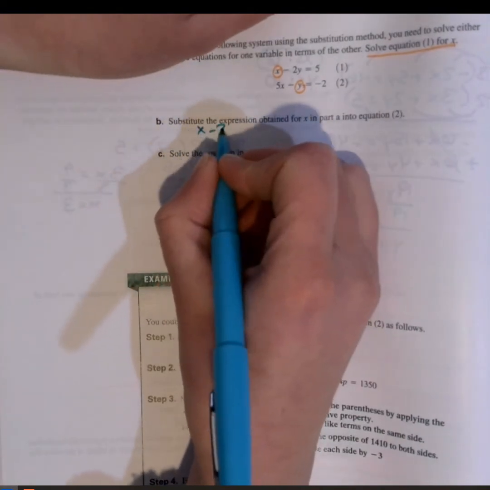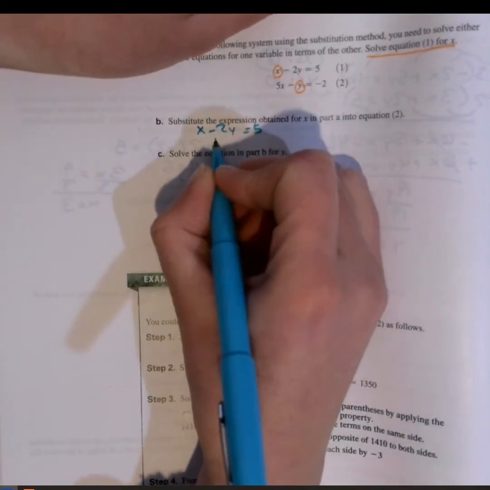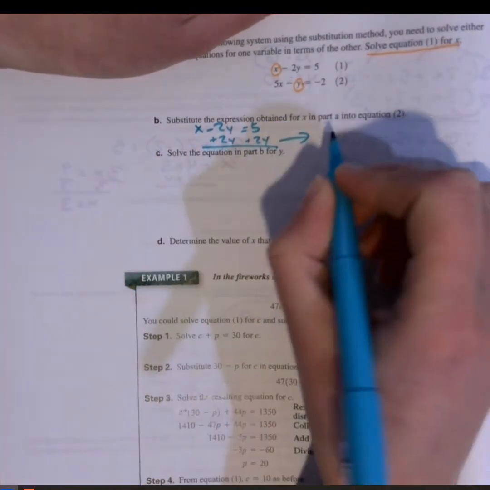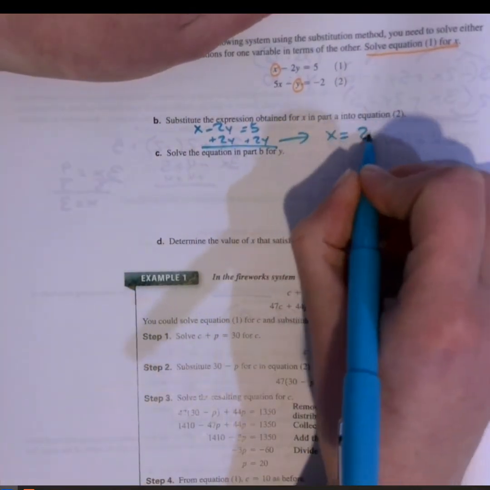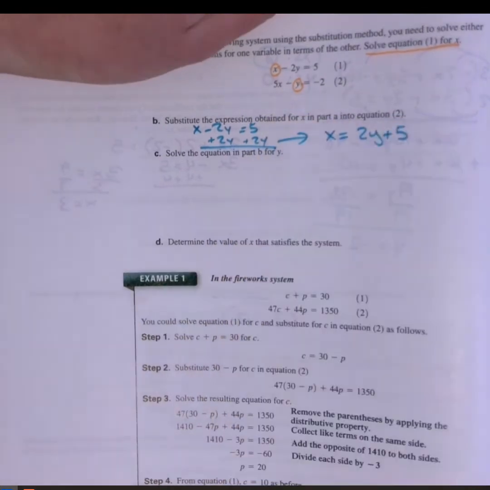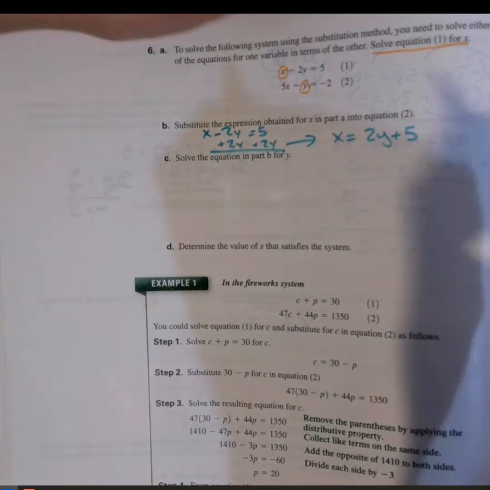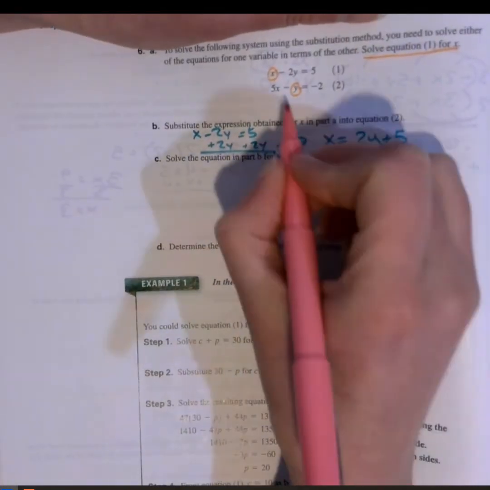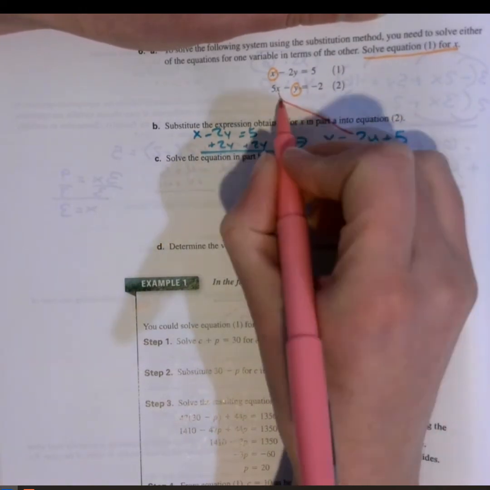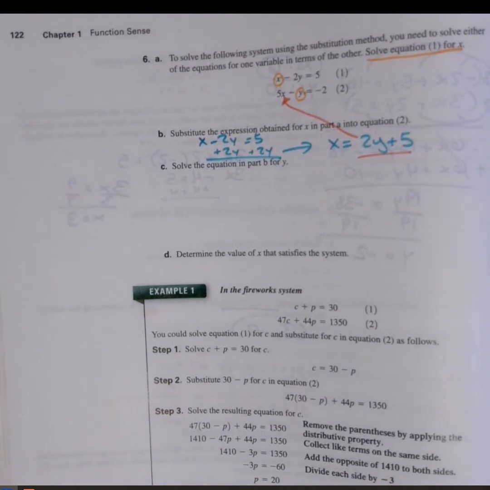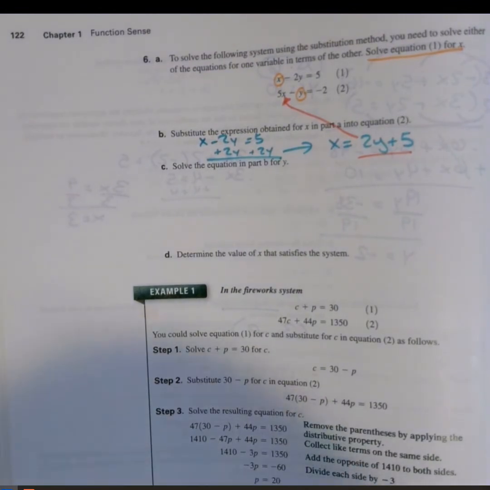x minus 2y equals 5. Got to add that 2y over. So we get x by itself equals 2y plus 5. You could have written that as 5 plus 2y, 2y plus 5, doesn't matter. So I chose this order. All right, we're substituting. So we know that this has to go in for x. Right there in the second equation, we're going to plug 2y plus 5 in for x.